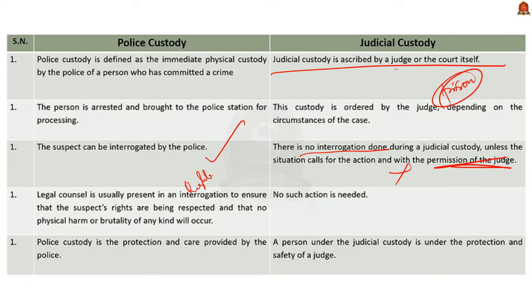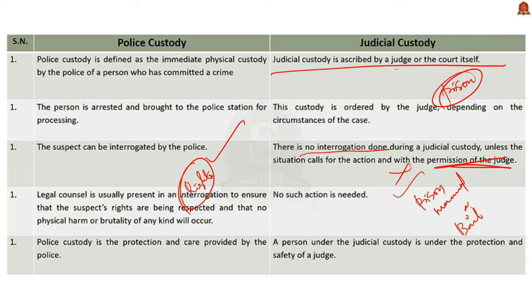And it is the responsibility of the police to ensure all these rights. But in the case of judicial custody, the accused will be in jail. So the prison manual will govern the routine conduct of the person. Then in judicial custody, the person can apply for a bail as per chapter 33 of the CRPC.